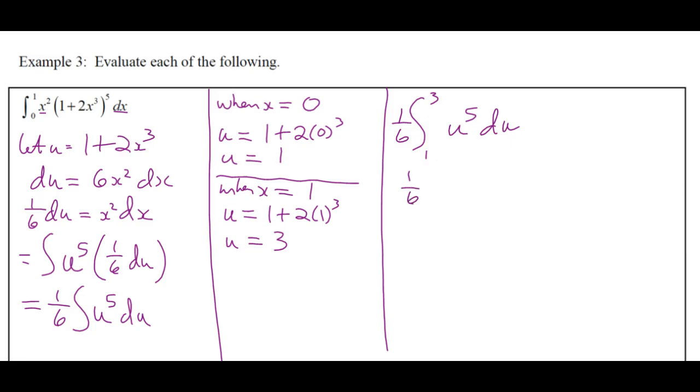This will be 1/6 of u to the 6th evaluated from 1 to 3. Okay, so that's how we show that we're going to evaluate this. Actually, I'm going to use round brackets to clean this up a bit. So 1/6 u to the 6th evaluated, because it's going to be a value. You don't need the plus c because now you're doing a definite integral. If you had the plus c, it would be a plus c on one side and a minus c on the other. So when we evaluate definite integrals, we don't bring c in. No c.